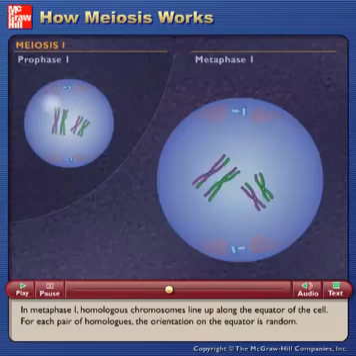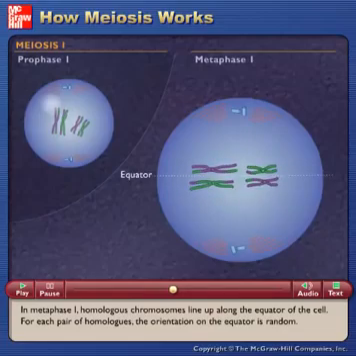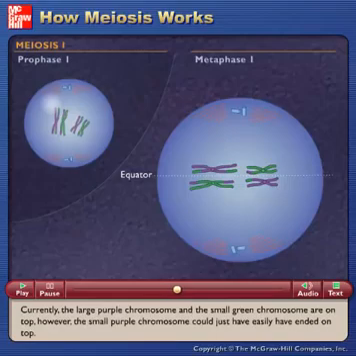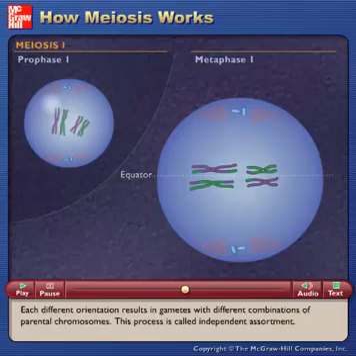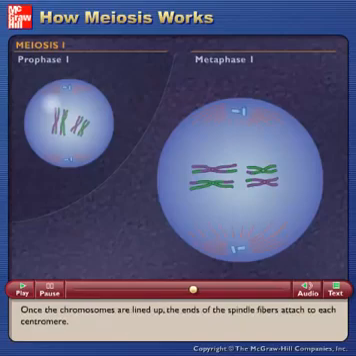In metaphase I, homologous chromosomes line up along the equator of the cell. For each pair of homologs, the orientation on the equator is random. Currently, the large purple chromosome and the small green chromosome are on top. However, the small purple chromosome could just as easily have ended up on top. Each different orientation results in gametes with different combinations of parental chromosomes. This process is called independent assortment. Once the chromosomes are lined up, the ends of the spindle fibers attach to each centromere.